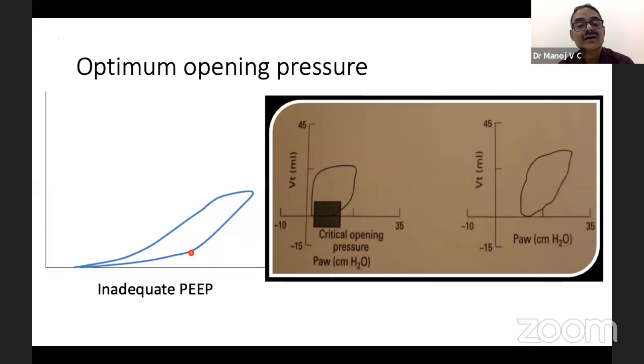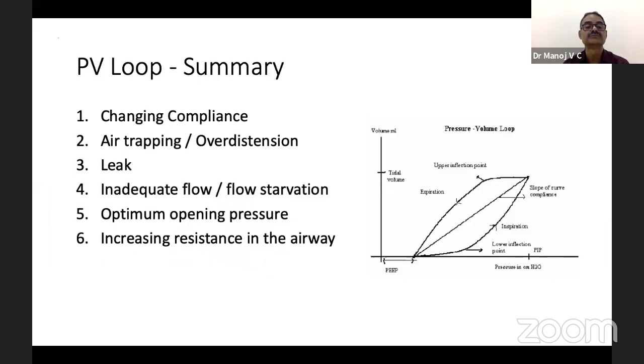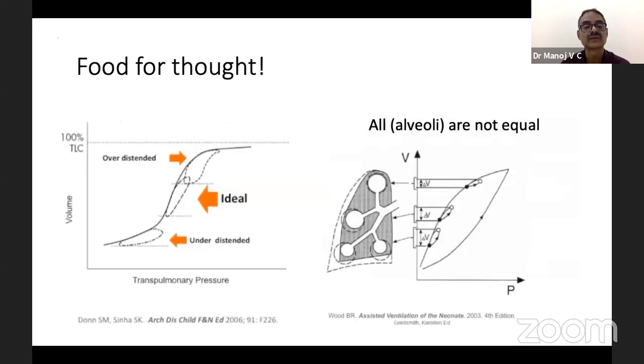inferred from a ventilator using a compliance loop. So to summarize, the pressure volume loop will tell us the changing compliance, the air trapping or overdistension, the leak, whether there is flow starvation, whether the opening pressure is optimized or not, whether PEEP is adequate or not, and if there is increasing resistance in the airway.